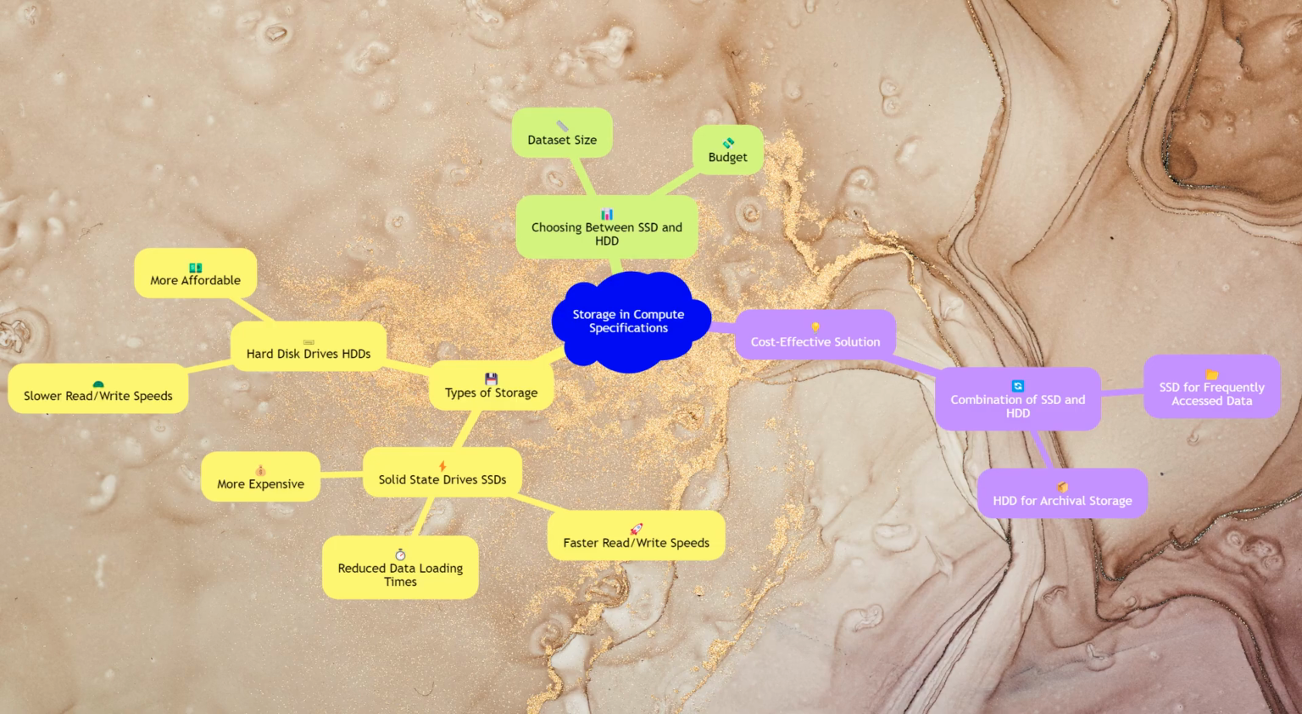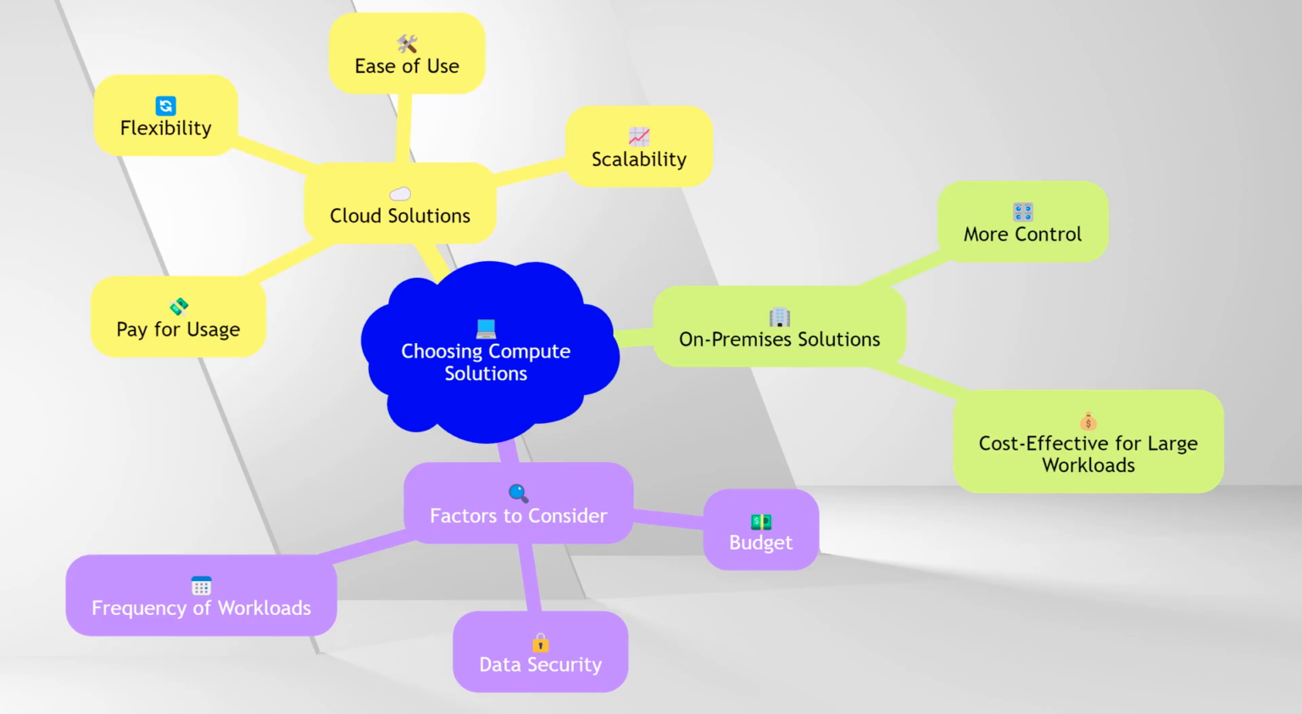Storage is another crucial aspect of compute specifications. Solid-state drives, SSDs, and hard disk drives, HDDs, are the two main types of storage. SSDs offer faster read-write speeds compared to HDDs, which can significantly reduce data loading times during training. However, SSDs are more expensive. The choice between SSD and HDD depends on the size of your dataset and your budget. For large datasets, a combination of SSD for frequently accessed data and HDD for archival storage can be a cost-effective solution.